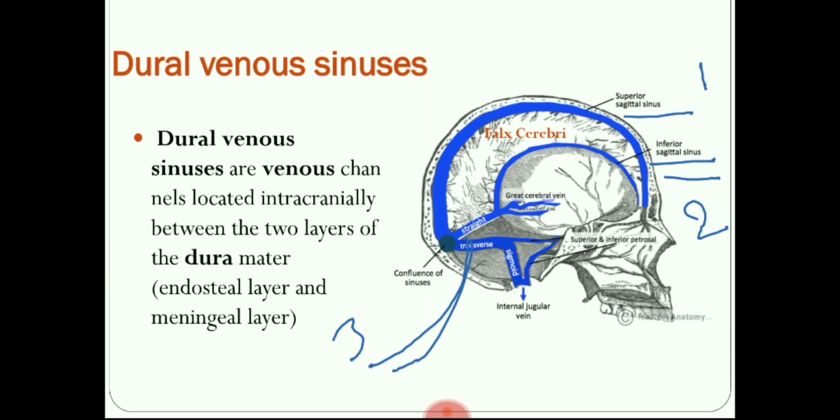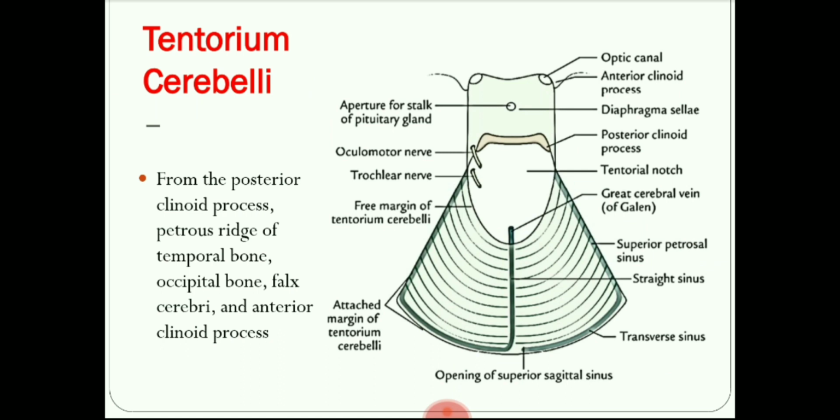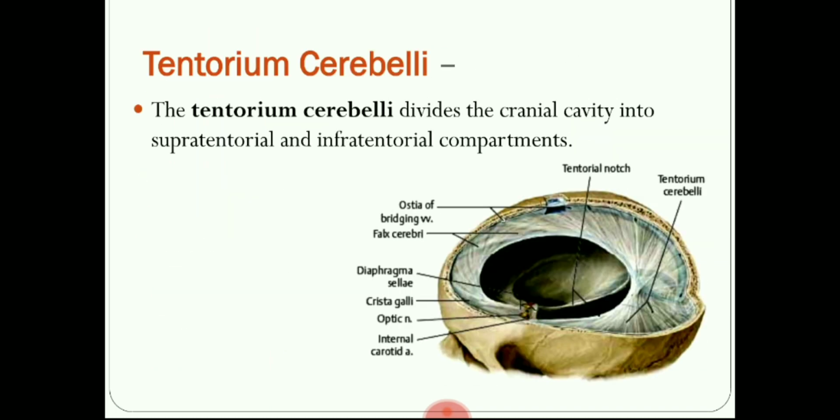Now look at the tentorium cerebelli. It is a tent shaped fold of dura mater, separating the cranial cavity into supratentorial and infratentorial compartments. And the supratentorial compartment is divided into right and left halves by the falx cerebri. Now look at its shape. It is, as I have told you, tent shaped because in the central position here there is attachment of the falx cerebri, so it is slightly elevated in this central region, so it appears tent shaped.